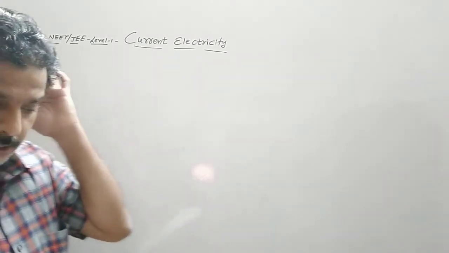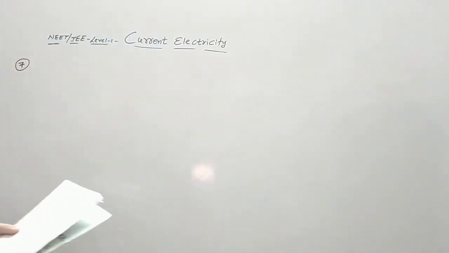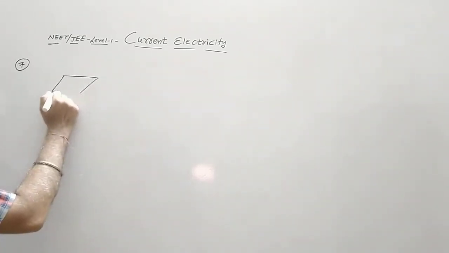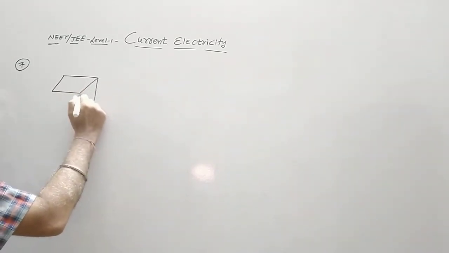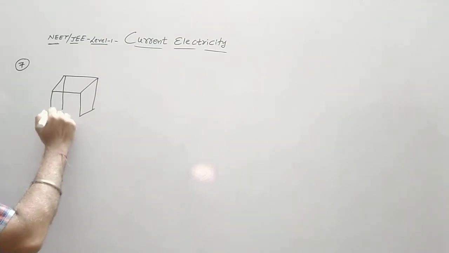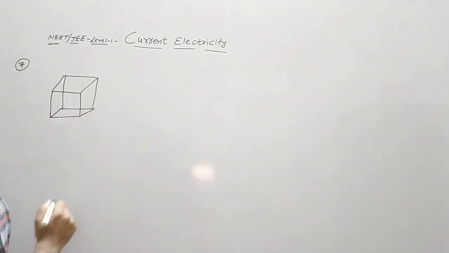Now let us see MCQ number 7. Again we have a skeleton of a cube. Now you have to find out the resistance between the two corners of the same edge. So earlier we had two corners of the diagonal. Now we have two corners of the same edge.